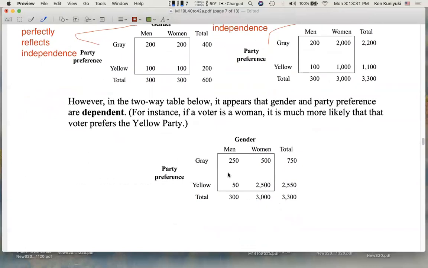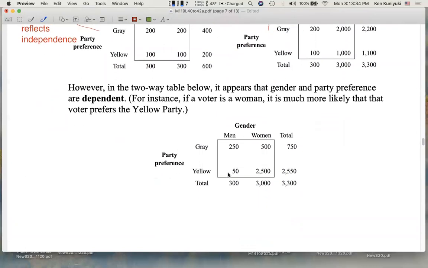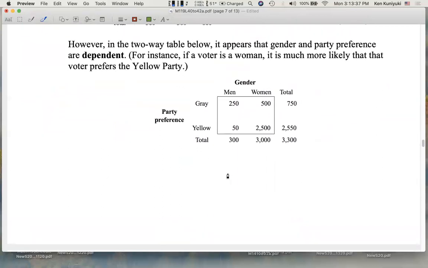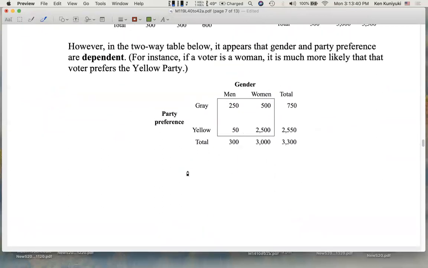Okay. So let's take a look at this table here. Wait a minute. Now, if I tell you what gender the person is, for example, if I say that gender is a man, the gender is male, well, that person is 5 to 1 likely to be for gray. 5 times as likely to be for the gray party as for the yellow party. But if I tell you the person is a woman, that person is 5 times as likely to be for the yellow party.